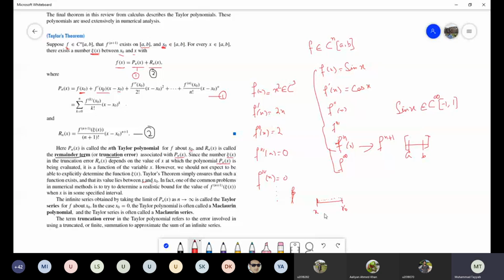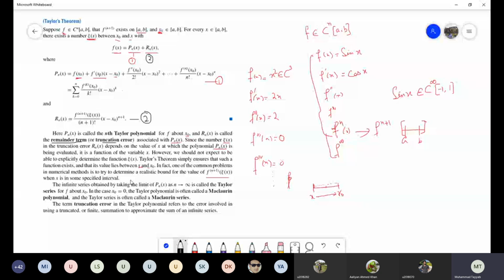So for this, for the time being, I will hold here for a while and move to the transformation from Taylor to the Maclaurin series.